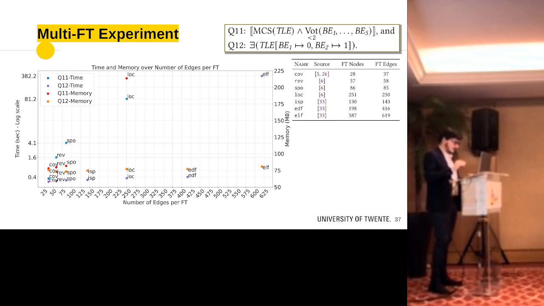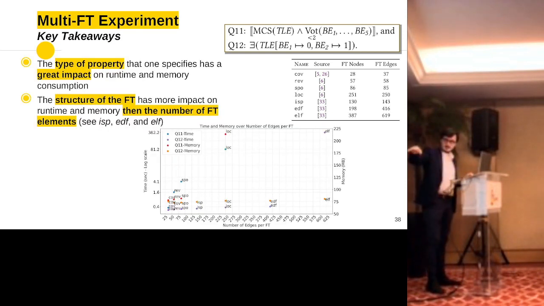You can see Q11 and Q12, where we try to specify the same property for every fault tree. The first one takes the minimal cut sets for the root node, filtered by some events. And in the second one, Q12, we ask: is there an assignment such that the top-level event fails and some leaves have a set value? As you can probably imagine, already taking a look at the graph, the type of property one specifies has a great impact on runtime and memory.